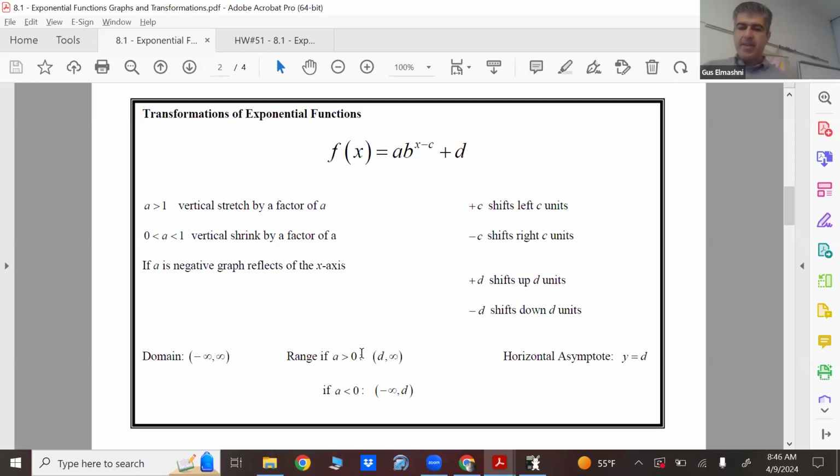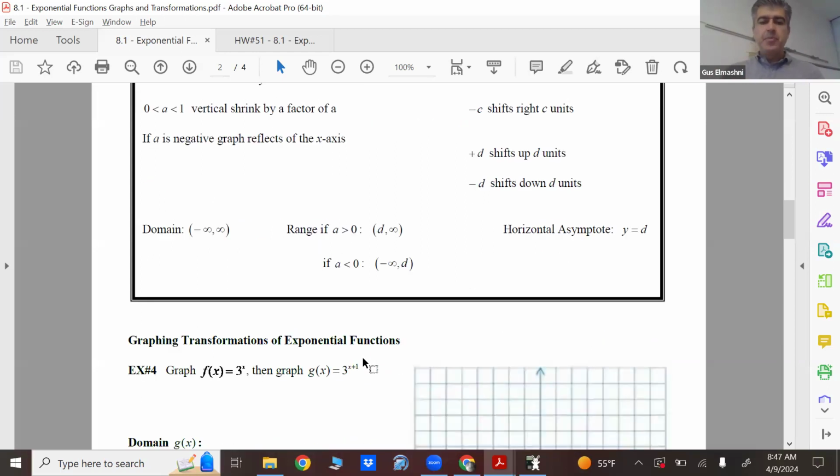If you have A positive, A negative. And the vertical shift tells us the range, right? Because that also tells us the horizontal asymptote. You can memorize all this stuff, but I think it's better just to visualize it, and you don't have to really memorize it. But yes, everything you need to know about transformation is all right here.